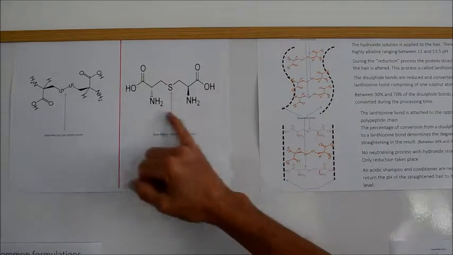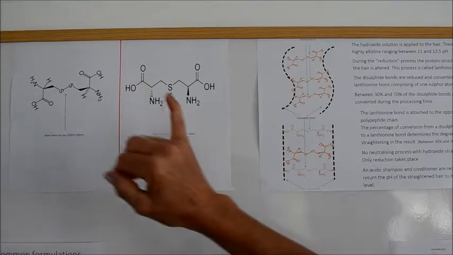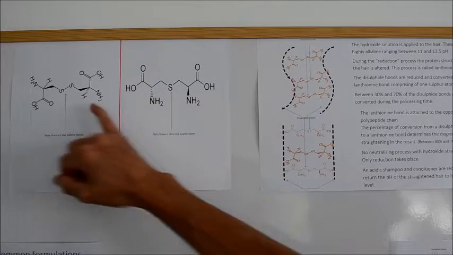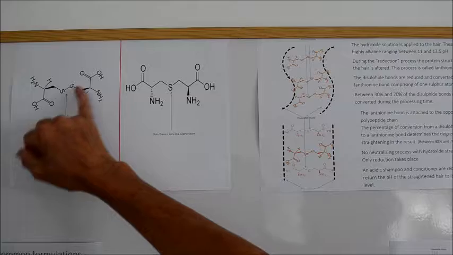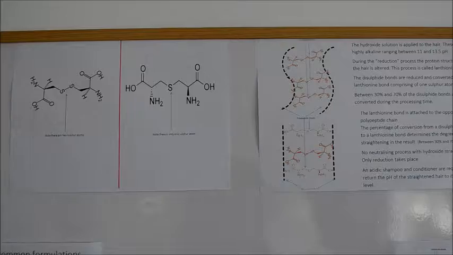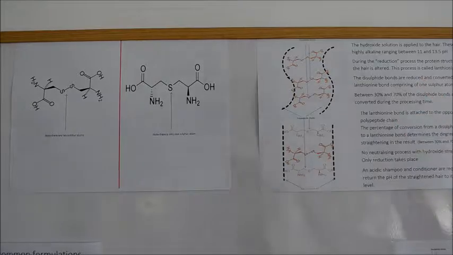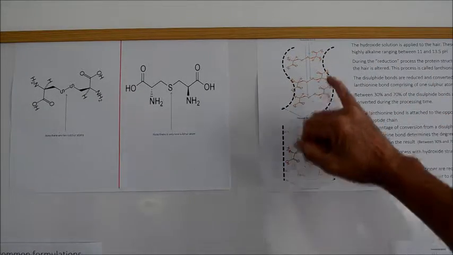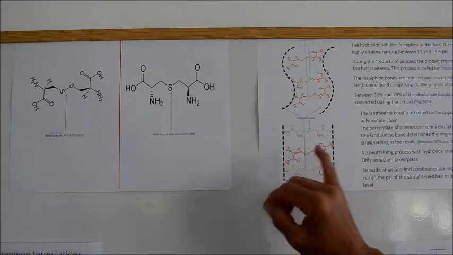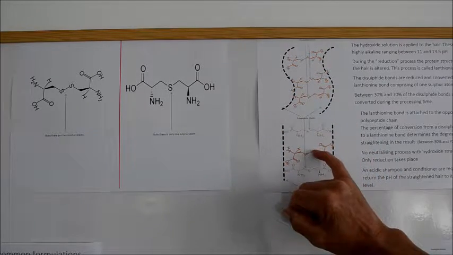This is a close-up of a lanthionine, and you'll notice that the difference between this image and this image is that it only has one single sulfur bond, whereas in here with the disulfide bond we have two sulfur atoms joined together creating that disulfide bond. So the chemical process, just to recap, of a hydroxide straightener is that the solution is applied, the reduction takes place reducing the disulfide bonds to lanthionines. There is no need for neutralizing because you cannot rejoin or reproduce a disulfide bond.